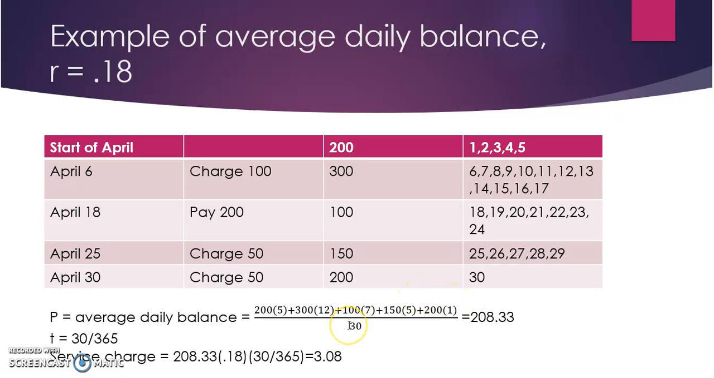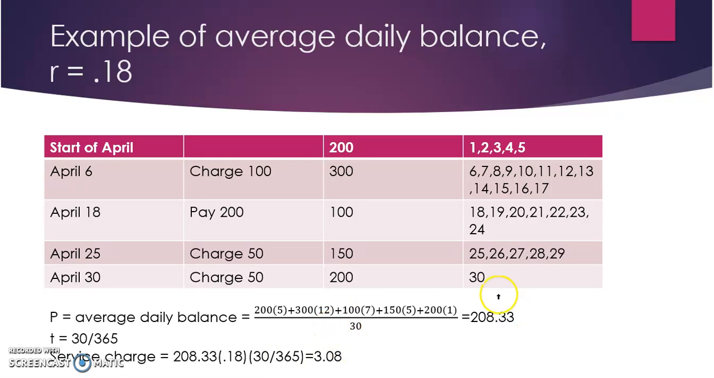And then, because it's an average, I'll have to divide by 30, because I've got 30 numbers. And this comes out to be $208.33, and I rounded there. And remember, here, some months are longer than others, so time is 30 days in April, divided by 365 days. I'm assuming it's not a leap year. And so the service charge is the same basic formula, principal, rate, time, except the principal and the time are defined differently, but it's the same formula. And this time it comes out to be $3.08.